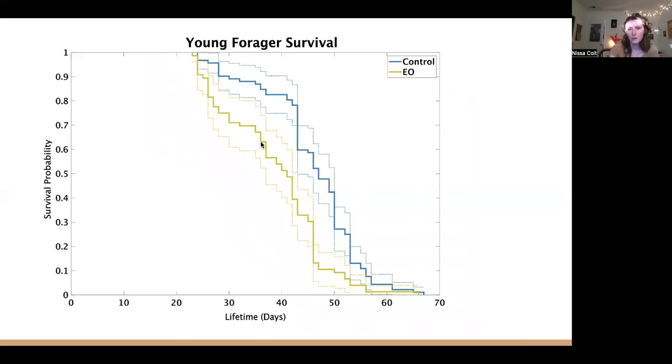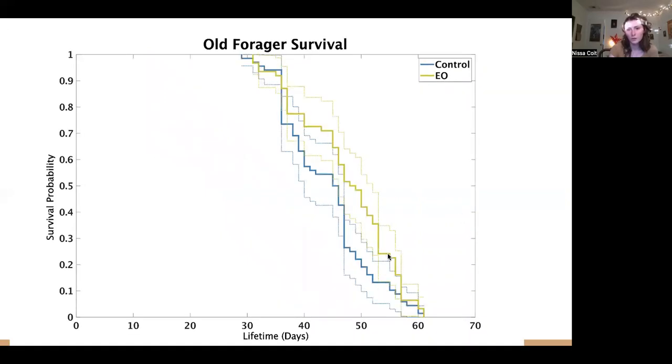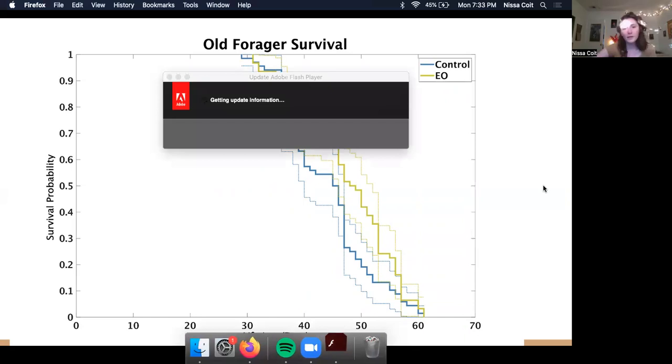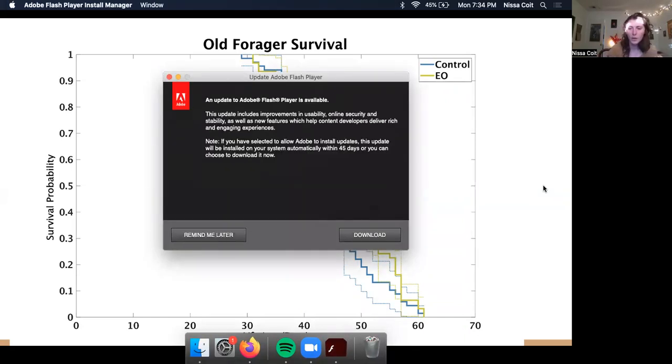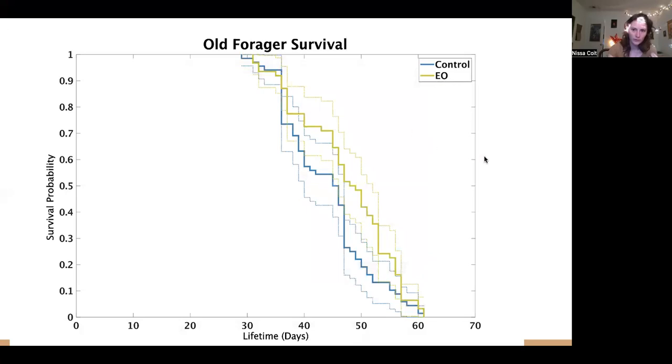In the young foragers, they lived less long. And in the old foragers, they lived slightly longer, like basically the same amount of time. They made it to 60 days, and none of those were significant. So ethyl oleate doesn't directly cause them to be nurse bees, and it's not the elixir of youth, but it may contribute, and it may, with other factors, help overwintering.